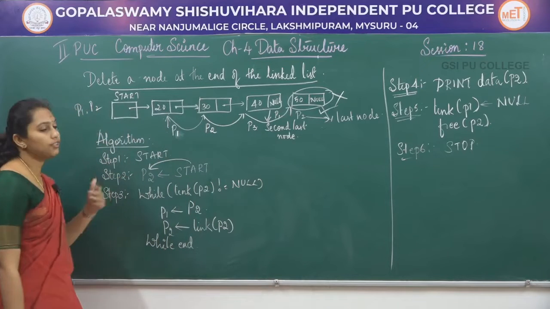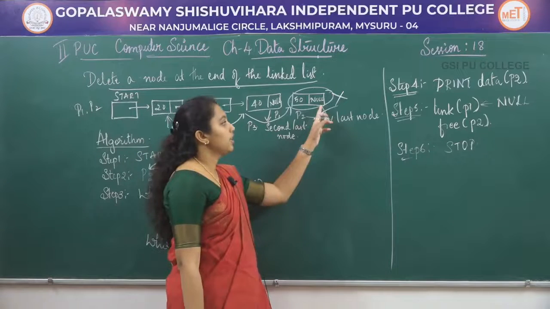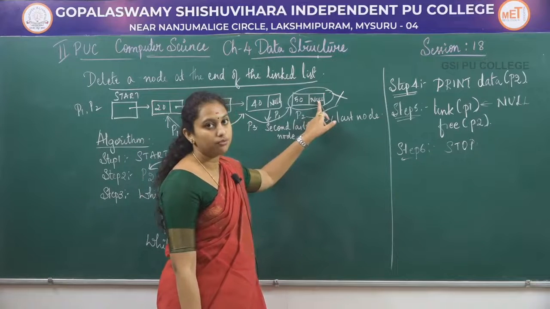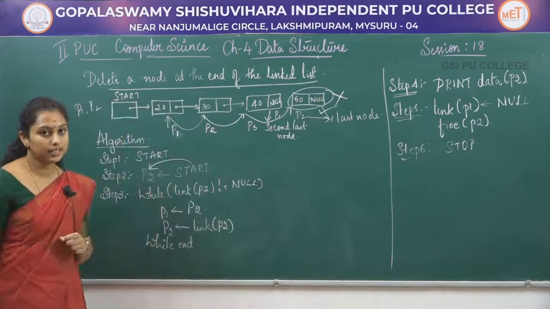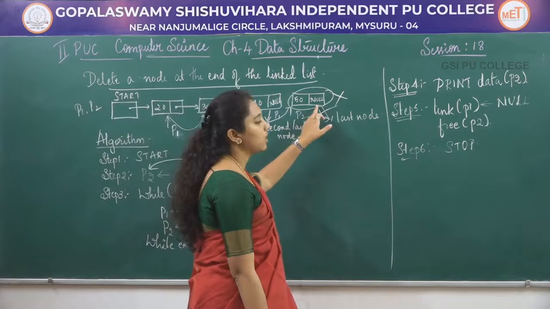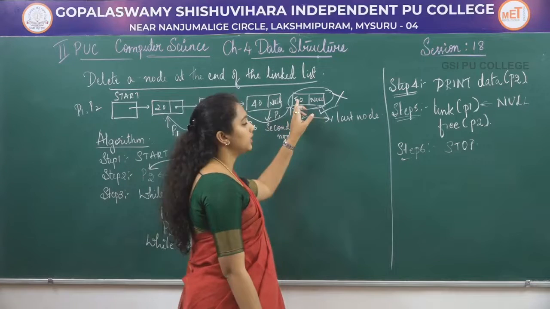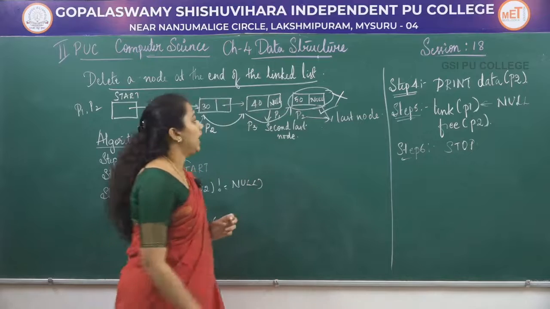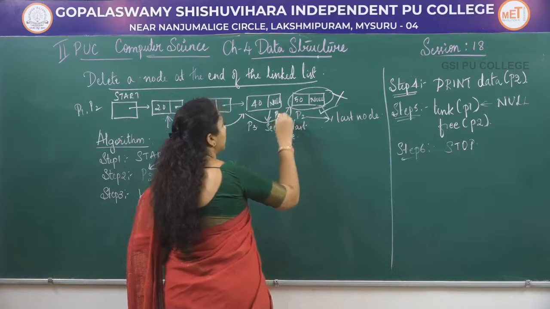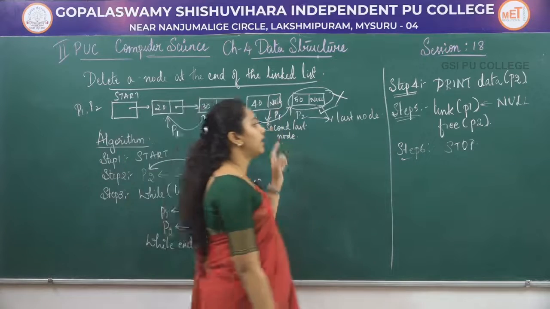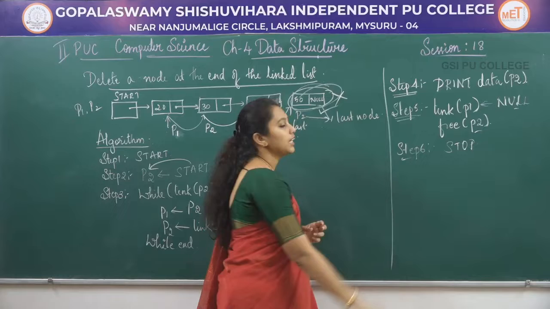So we are checking for the next nodes. Until we get this null value in the link field of the node, we traverse all the nodes in the linked list. When we get the null value in the link field of the node, we print the data of this node, and for the previous node, that is P1, in the link field we fill the value null, and we free the last node of the linked list.